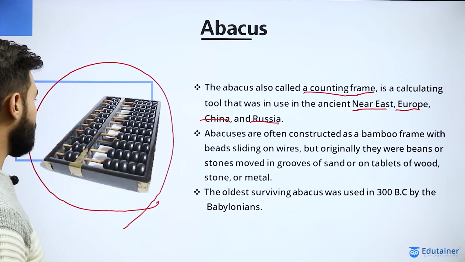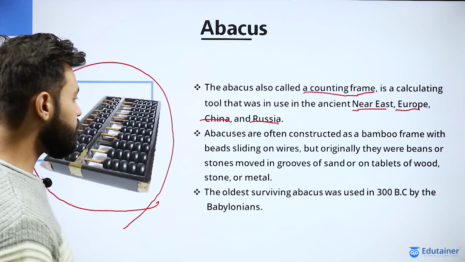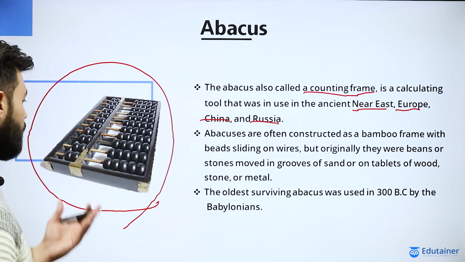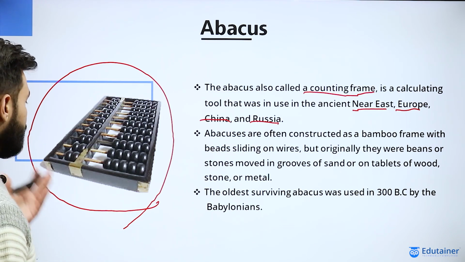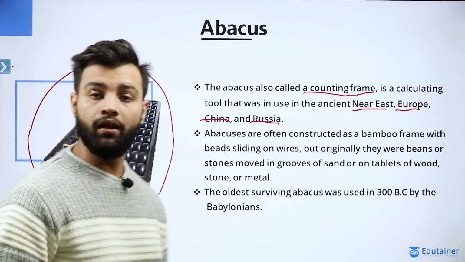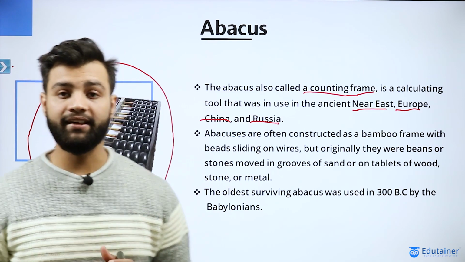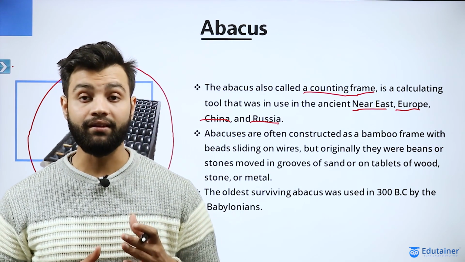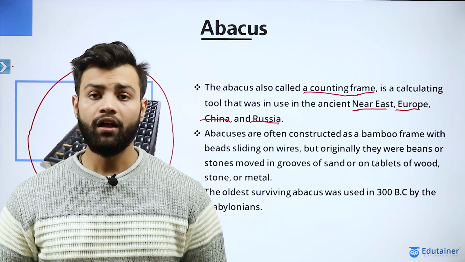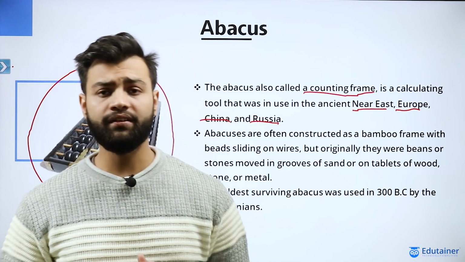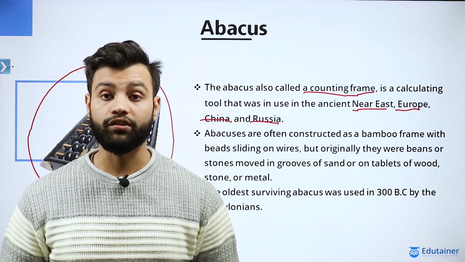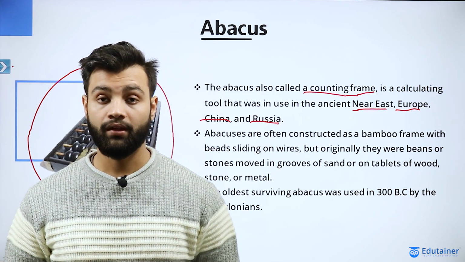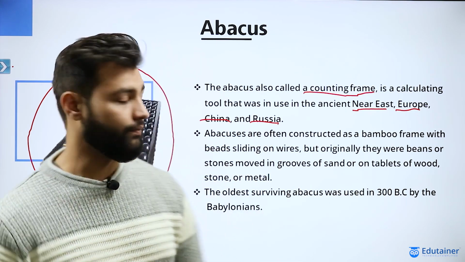So you can see the abacus over here. But originally they were beams of stones moved in grooves of sand or tablets of wood, stone or metal. The oldest surviving abacus was used in 300 BC by Babylonians. So the computers all started later on, but firstly, it was the abacus that was used as a counting device. Let's move to the next one.